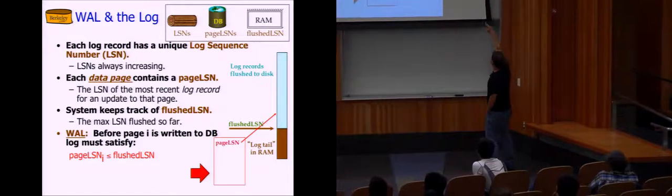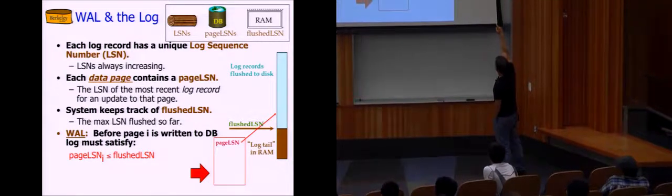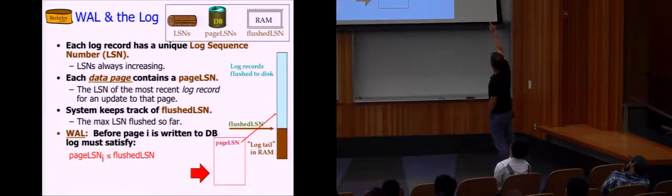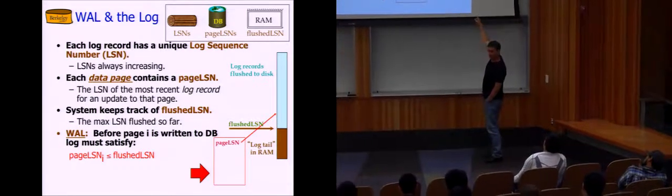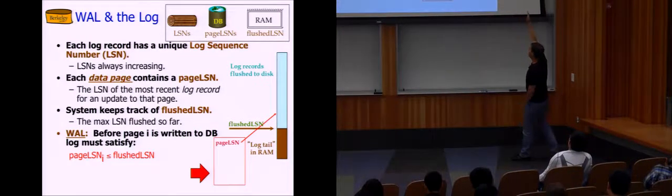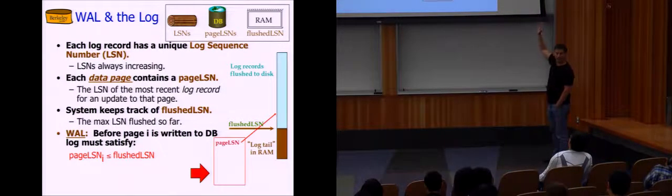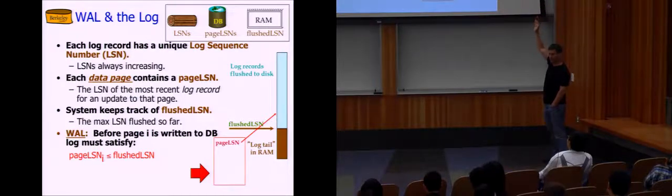Just to make clear again, the picture is showing the log in log sequence number order from top to bottom, where top is low values of log records, bottom is more recent high values of log records. By the way, the log has to be flushed in order. You can't skip log records when you flush. You have to flush the log in sequential order, top to bottom.